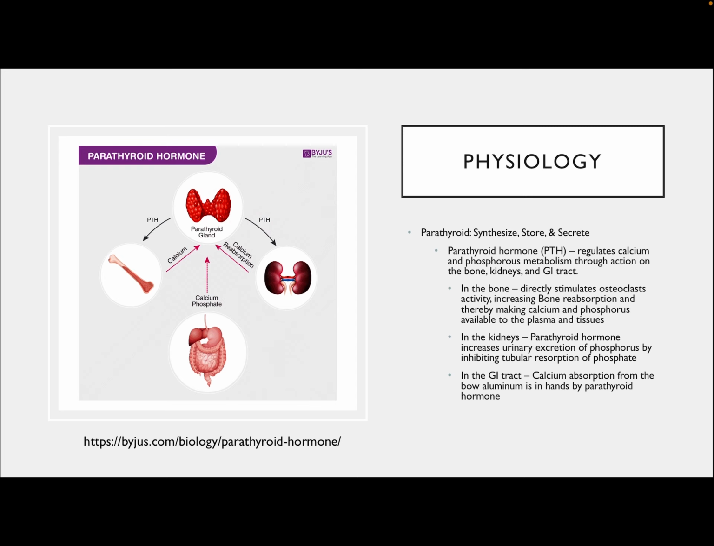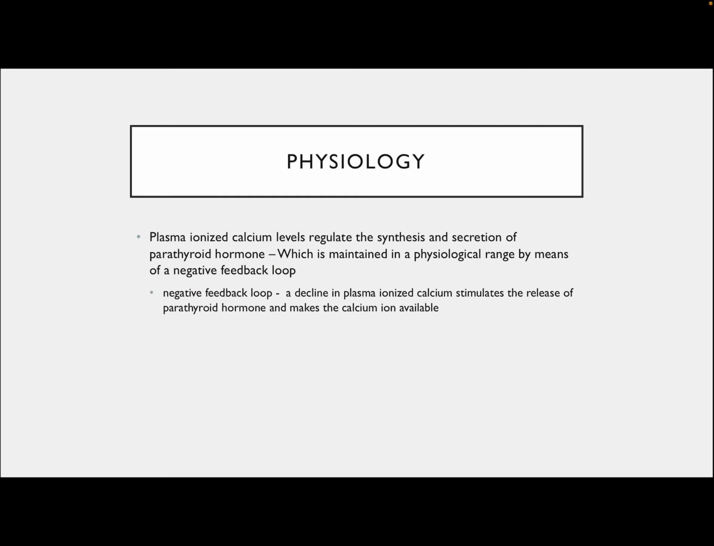In the kidneys, parathyroid hormone increases urinary excretion of phosphorus by inhibiting tubular absorption of phosphate. In the GI tract, calcium absorption from the bowel lumen is enhanced by parathyroid hormone. Synthesis and secretion of parathyroid hormone are regulated by the plasma ionized calcium level, which is maintained in a physiological range by means of a negative feedback loop, which means that a decline in plasma ionized calcium stimulates the release of parathyroid hormone and makes the calcium ion available.